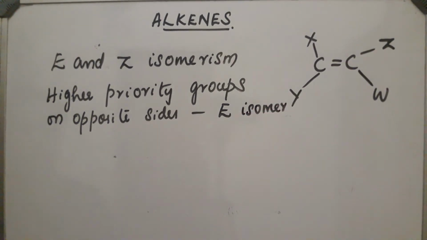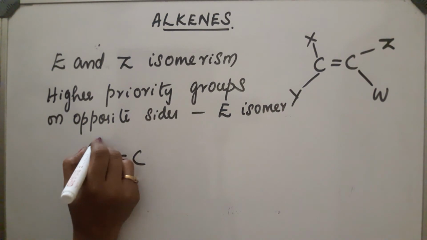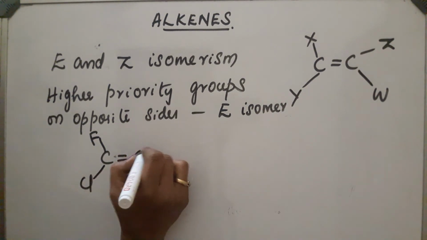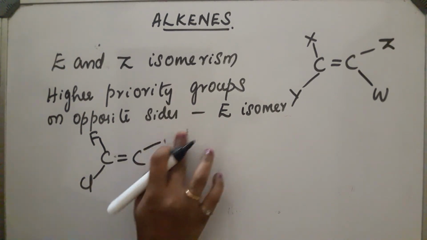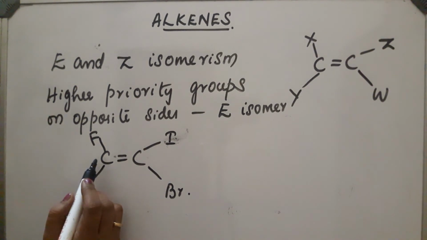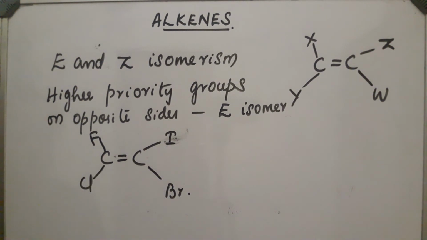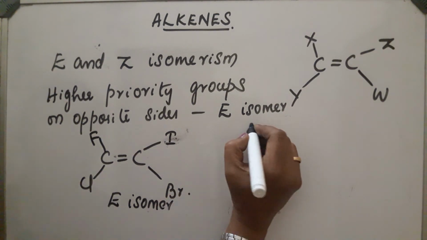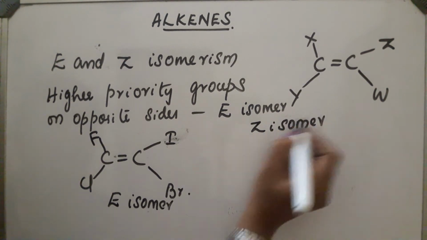Let us take one example. Say a double bond C, with four different halogen atoms attached: fluorine, chlorine, bromine, iodine. In this case, the higher priority group here is F and here the higher priority is Br. These two higher priority groups are on opposite sides. That means this is an E-isomer. If the higher priority groups are on the same side, they are called Z-isomers.